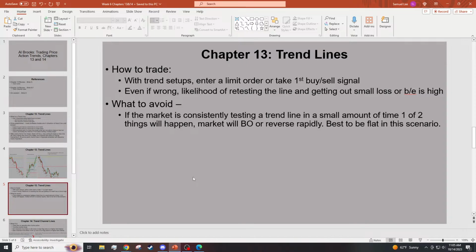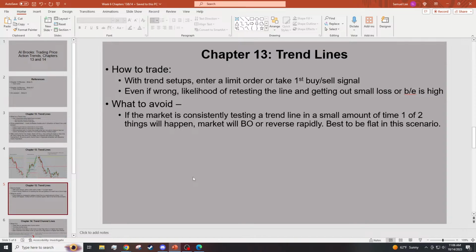So how to trade them? Trend lines often set up the most profitable trades being with trend, right? So what can you do? You can enter at a limit order, or you could take the first buy/sell signal. Even if you're wrong, the likelihood of retesting that trend line and getting out with a small loss or break even is relatively high, above 60%.